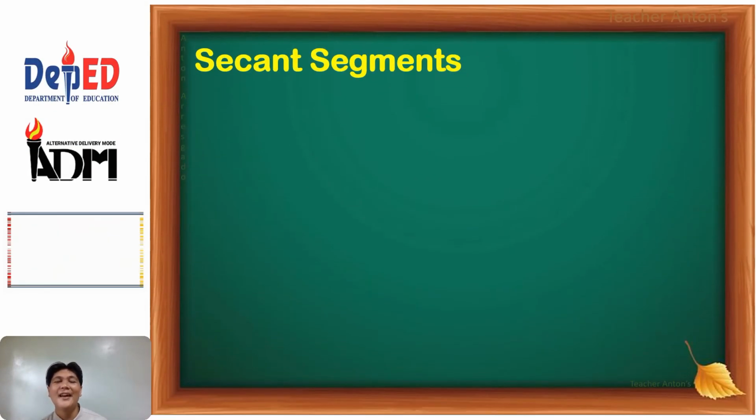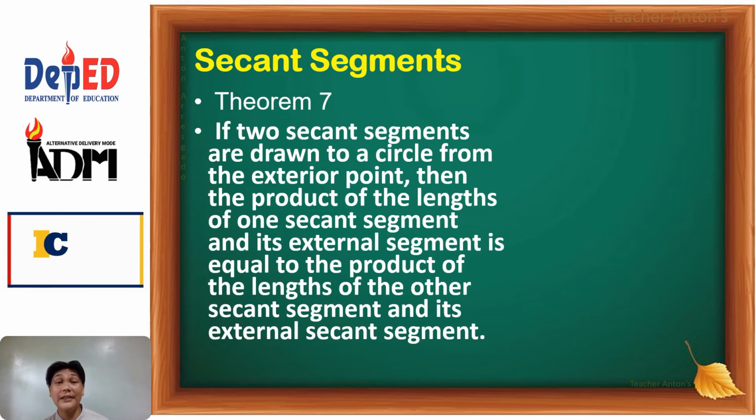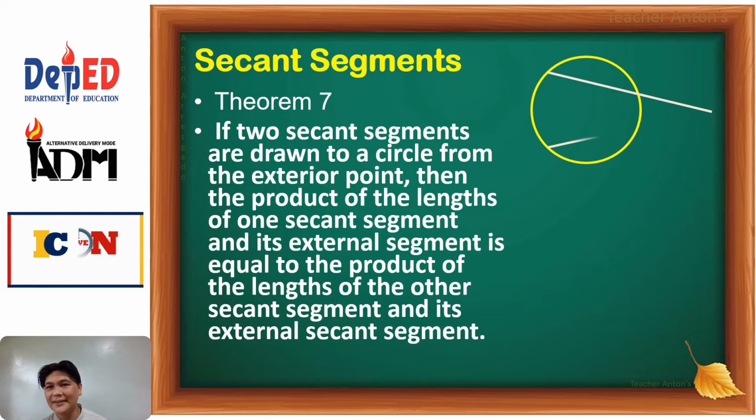Okay? And then, Theorem 7. If two secant segments are drawn to a circle from an exterior point, then the product of the lengths of one secant segment and its external segment is equal to the product of the lengths of the other secant segment and its external secant segment. And now for the illustration, look at the circle. We have here a secant and another secant, so a secant PS and a secant PR there.